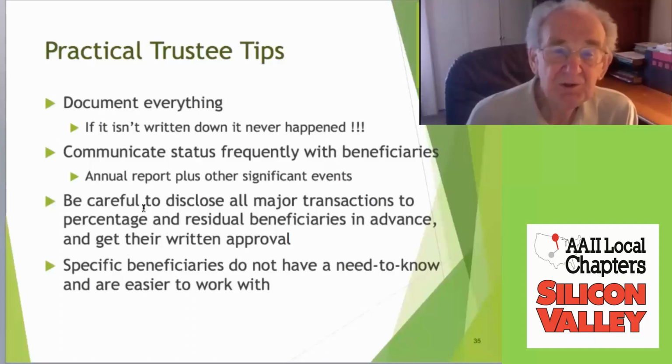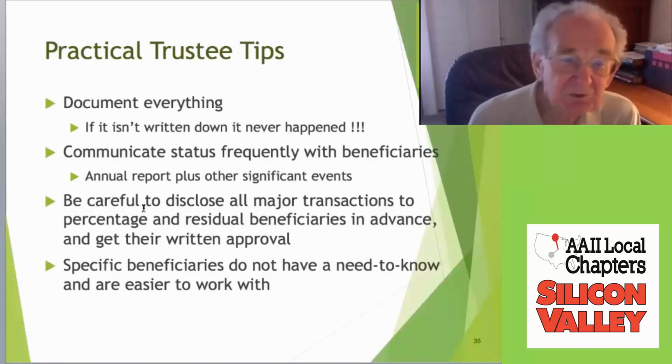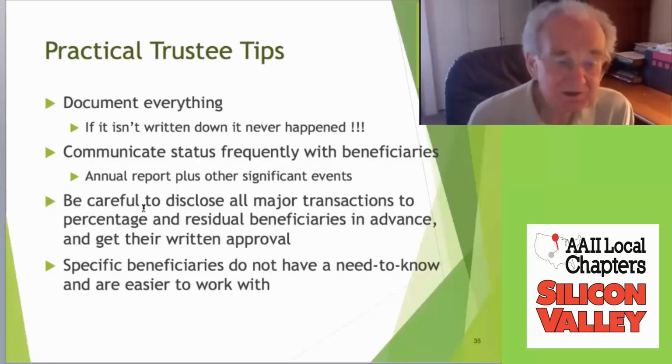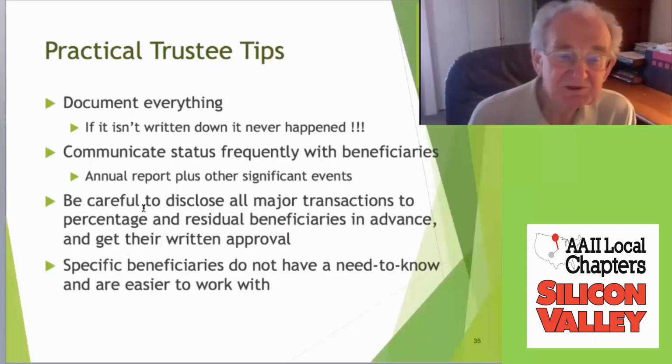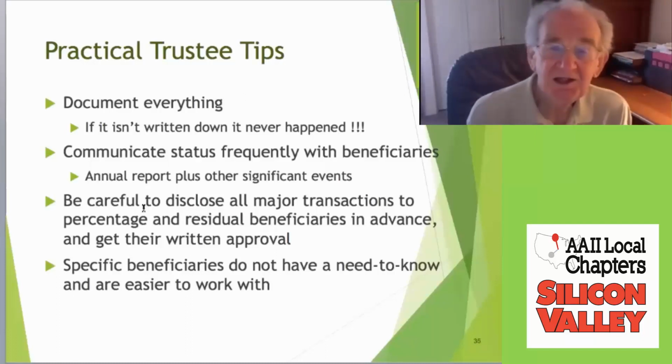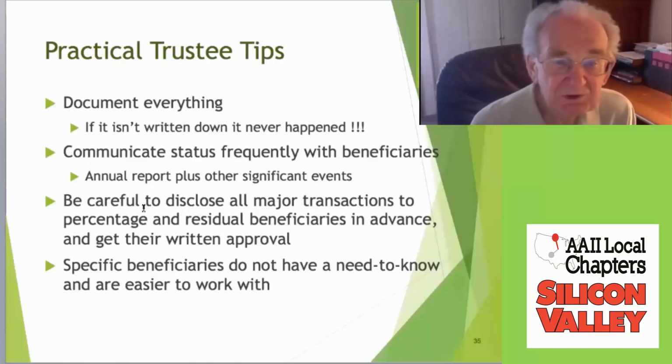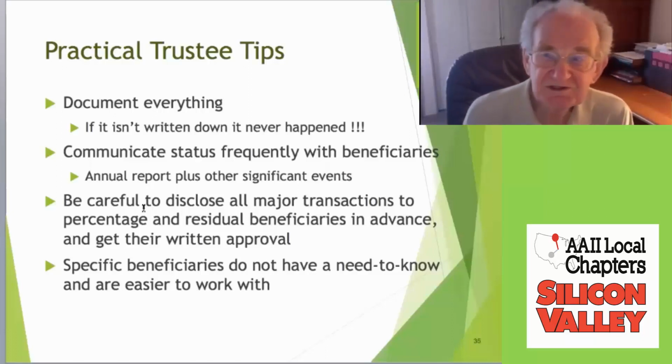It's useful to communicate with the beneficiaries on a regular basis, at least annually, because otherwise you're going to keep getting phone calls and letters and emails saying, when do I get my bequest? What do I have to do? Or why is it late? And keep those communication channels open. It's the easiest way to solve any problems.